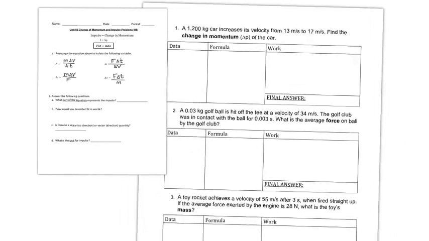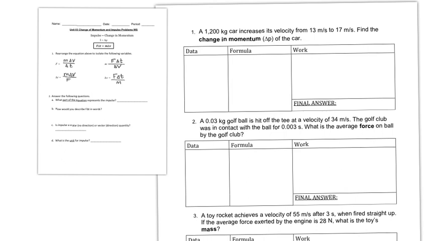The first question here on this one, we have a 1,200 kilogram car that increases its velocity from 13 meters per second to 17 meters per second. Find the change in momentum of the car. So at this point here, we have 13 meters per second and 17 meters per second. So this is the beginning velocity, and this is the final velocity.